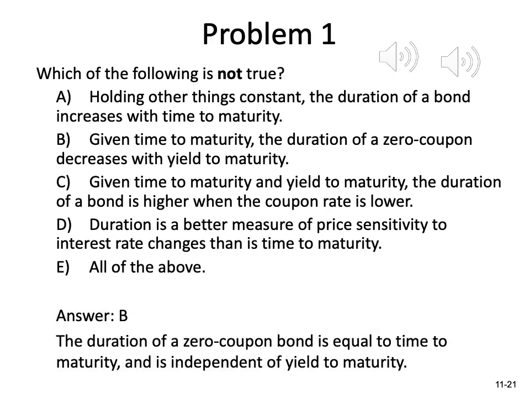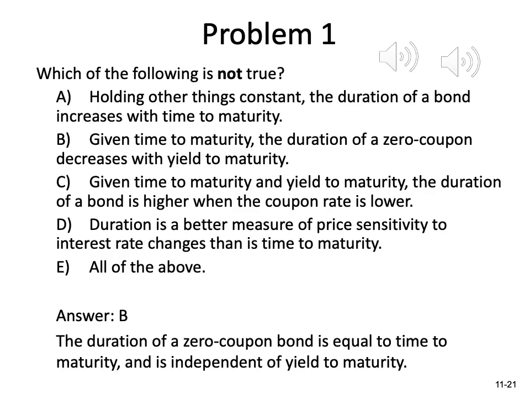In this, which statement is not true? A. Holding other things constant, duration of a bond increases with time to maturity. Correct, because duration is always going to be a number close to the time to maturity. So the longer the maturity, the longer the duration. B. Given time to maturity, the duration of a zero coupon bond decreases with yield to maturity. This is wrong because for zero coupon bonds, the duration is the maturity. It is independent of the yield to maturity.